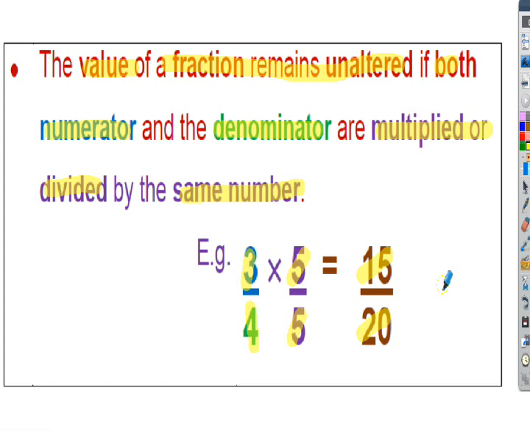So as long as we multiply the top and the bottom by the same number, we do not affect the fraction. It's just like multiplying the fraction by 1.